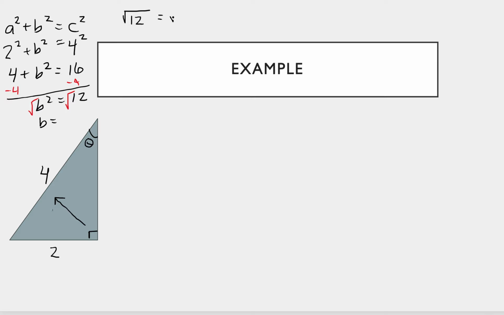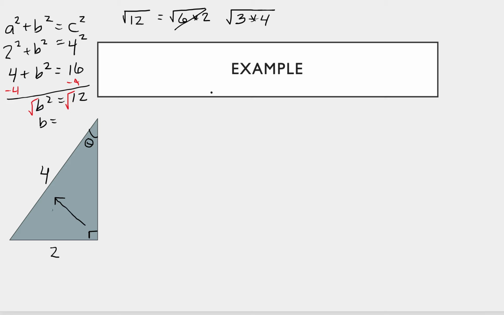For example, I could say that 12 could be 6 times 2. But the problem with that is that I cannot take the square root of 6 and I cannot take the square root of 2. So that does not really help me. I can also write 12 as 3 times 4. Now this is better because while I can't take the square root of 3, I can take the square root of 4.